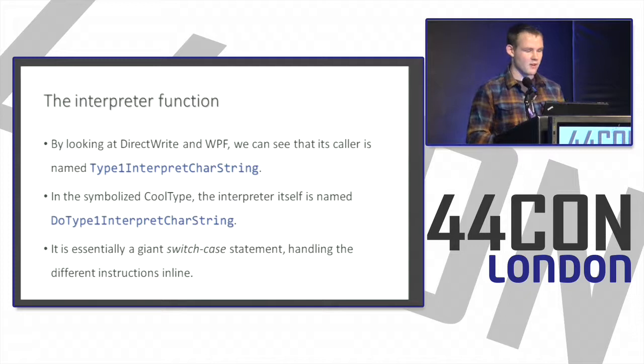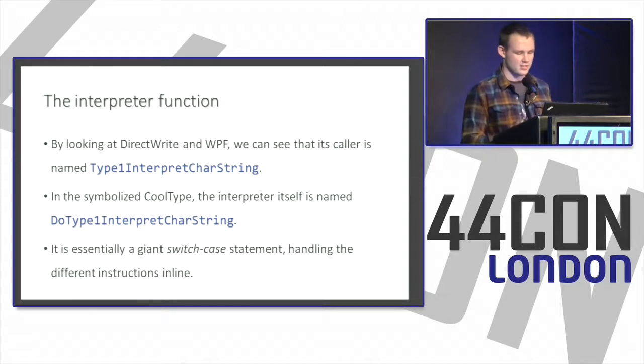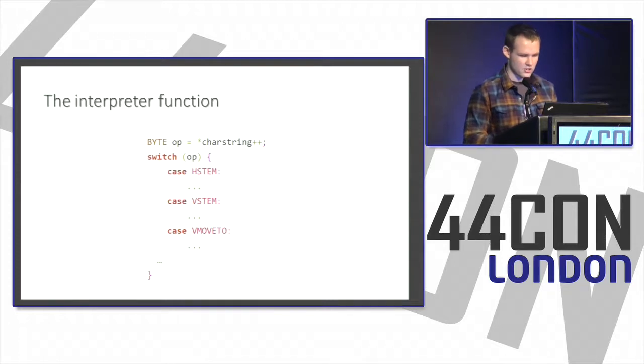So that's the interpreter function, and we can also confirm that this is actually the function by looking at DirectWrite and Windows Presentation Foundation, when it's called type 1 interpret charstring or do type 1 interpret charstring, something like that. That's a definite proof that we're looking at the right thing. And as you saw in the previous slide, it's just like a giant switch case statement handling all of the instructions that they support in the function.